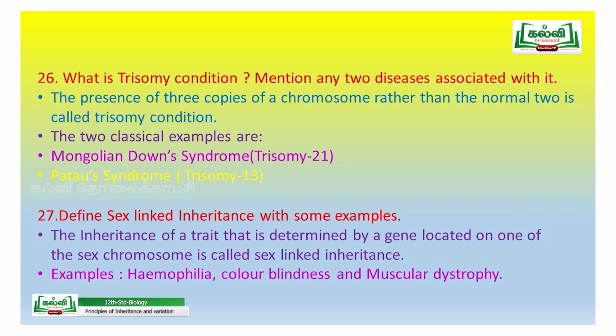Define sex-linked inheritance with some examples. The inheritance of a trait that is determined by a gene located on one of the sex chromosomes is called sex-linked inheritance. Examples of sex-linked inheritance are hemophilia, color blindness and muscular dystrophy.